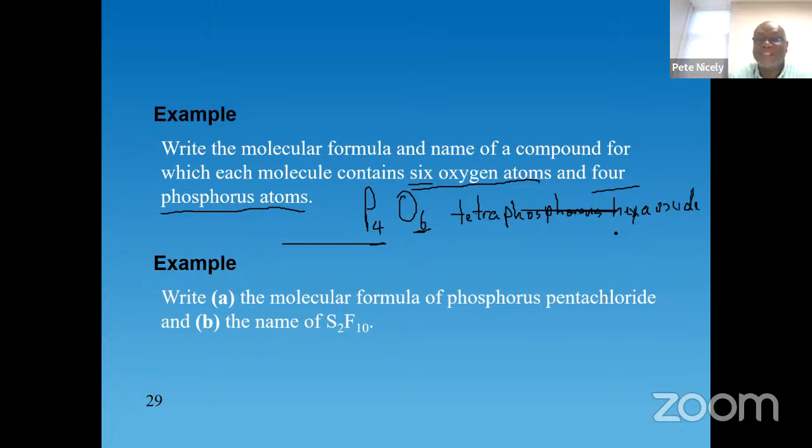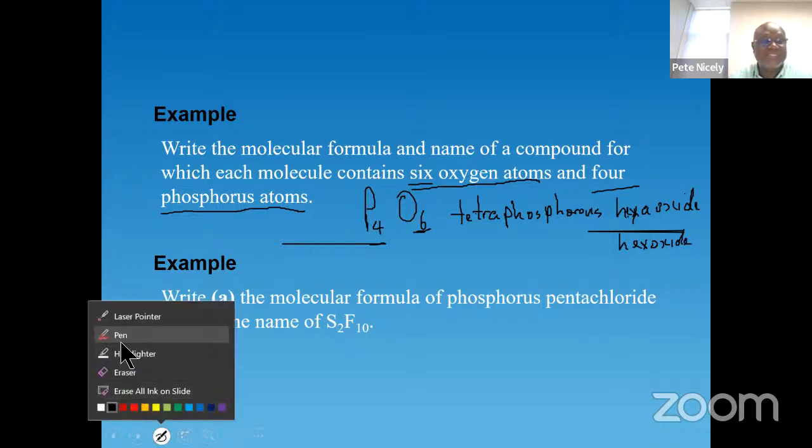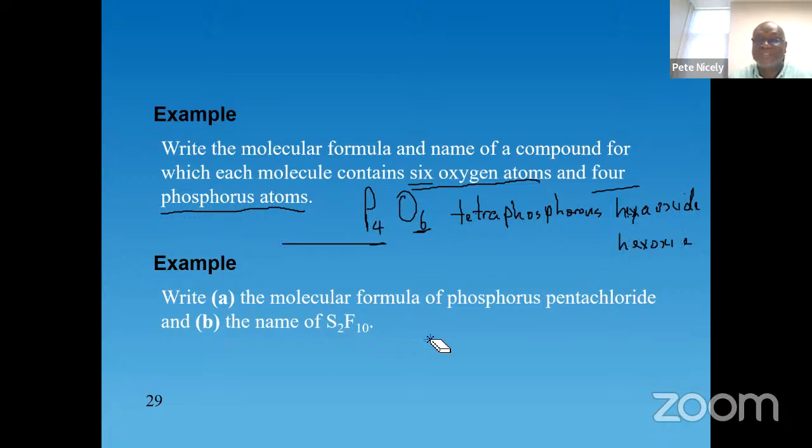or, and I think IUPAC allows this, let me correct this again. Yeah, so IUPAC actually allows you to express this as hexoxide. So instead of including the A in the name, instead of saying hexaoxide, you can simply say hexoxide as well. That is also allowed by IUPAC. All right. And that's it. So that's the name of this compound, tetraphosphorus hexoxide, or simply hexoxide. Okay, so that's the first example.